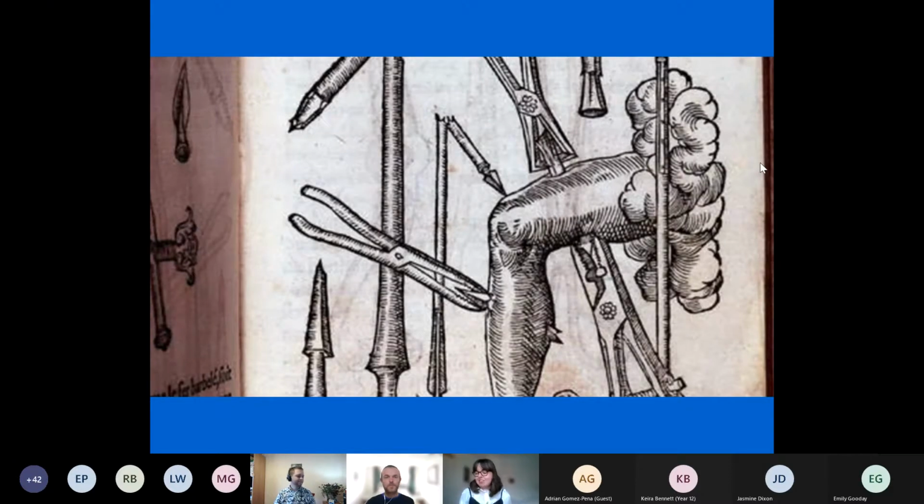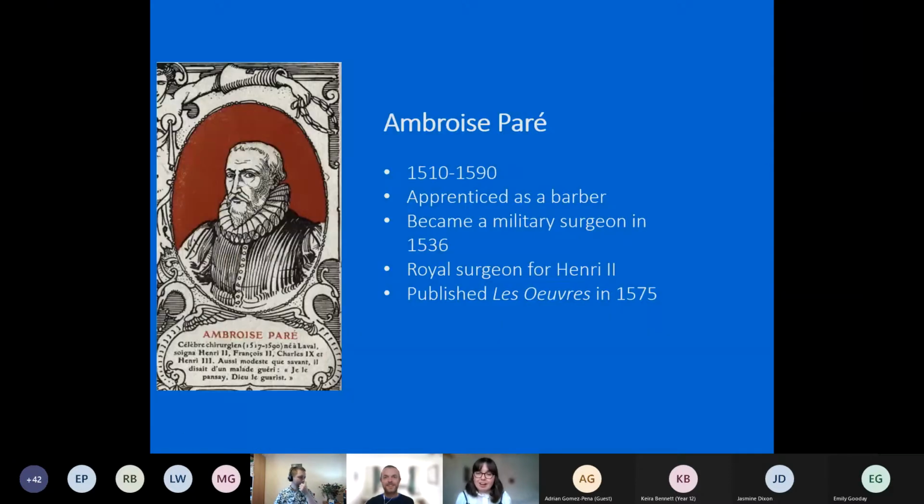We can see that all of these instruments were the ones used by our mystery surgeon, Ambroise Paré. And in fact, all of the illustrations are taken from a book that he published in 1575 called Les Oeuvres, or the Complete Works. So Ambroise Paré is known nowadays as the father of modern surgery in France. He lived between 1510 and 1590 and started off his career as a lowly barber surgeon.